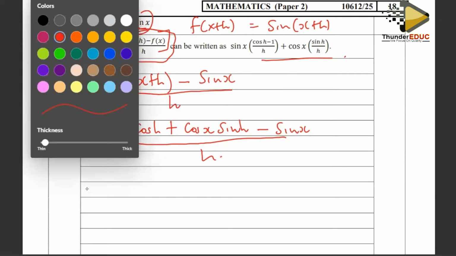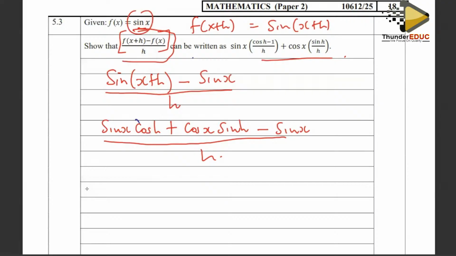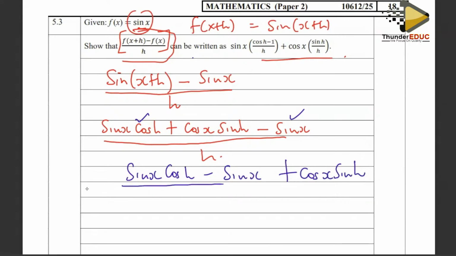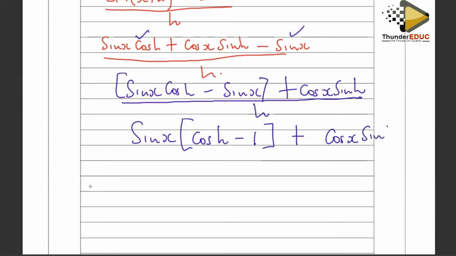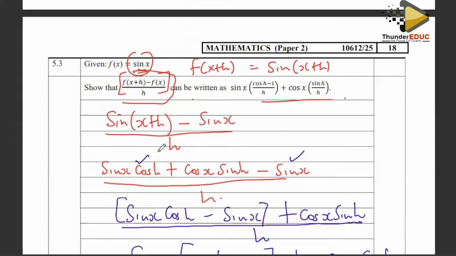Now we need to regroup because we are seeing some like terms. Here and here we have some like terms. I'll say sine x cos h minus the sine of x, plus cos x sine h. Everything is over h. Then what is common here is the sine x. Take it out. We are left with the cos of h minus 1, plus the cos x sine h. Everything is over h.